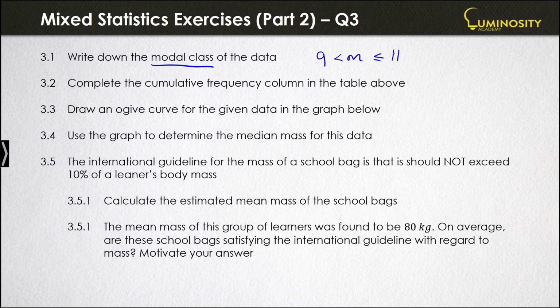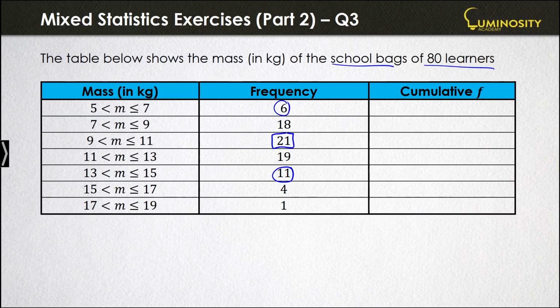Okay, the next question says complete the cumulative frequency column in the table above. So remember for the cumulative frequency, you start off with that number there, 6. Then you add 18, that'll give you 24. Add 21, that will give you 45. Add 19, so if it was 20, it'd be 65, minus 1 is 64. Plus 11, that's going to be 75. Plus 4 is 79. Plus 1 is 80. Okay, so that is the cumulative frequency column.